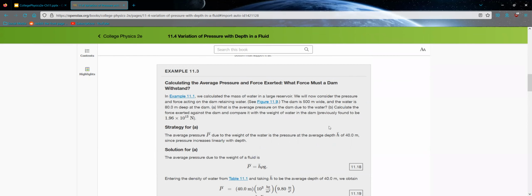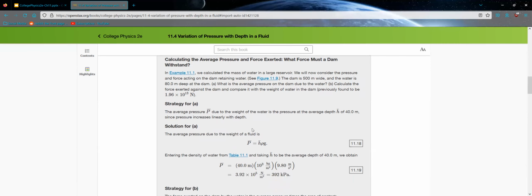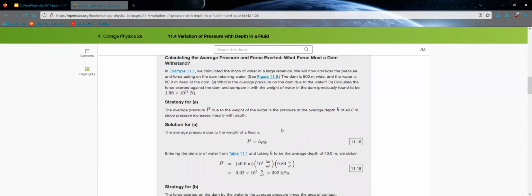That's the average pressure. And then what is the force exerted on the dam compared to the weight of the water in the dam, which we previously found as the force of the water at 1.96 times 10 to the 13th newtons. So we want to know pressure, and then we want to know force. Do we have pressure? Well, yeah, you can find pressure.